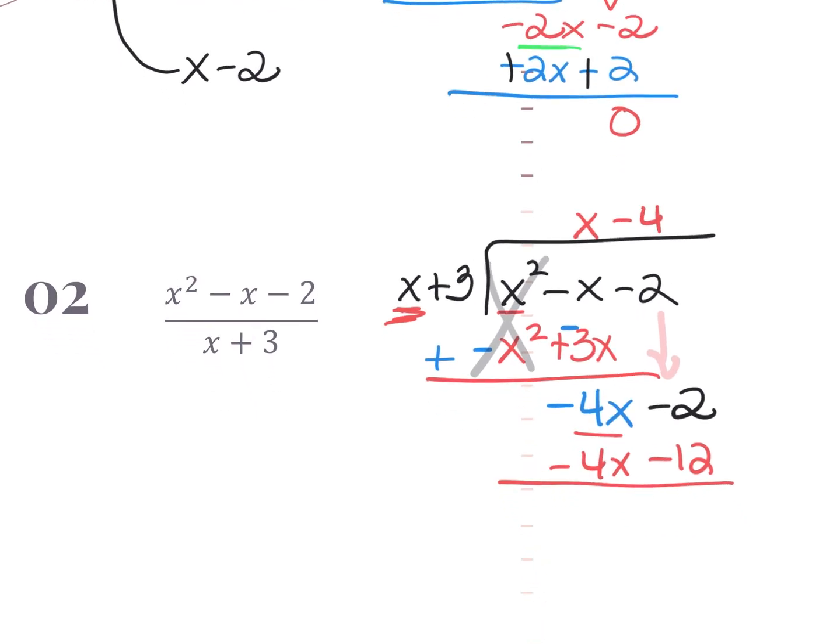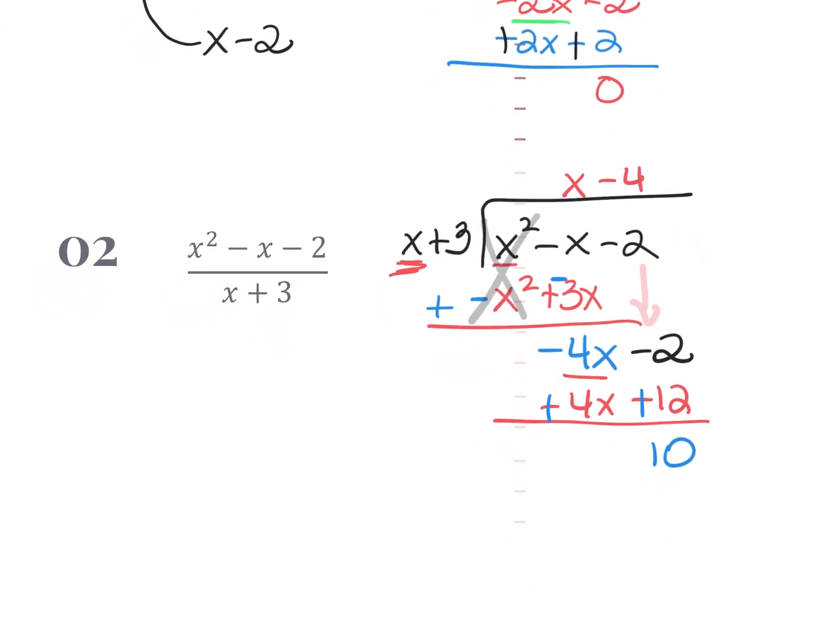Flip the signs to opposites. Make this plus, plus, and now add up and down. Negative 2 plus 12 is 10. I have no more numbers to bring down. 10 is my remainder. When you go to write your answer, you're going to put the remainder over the divisor.